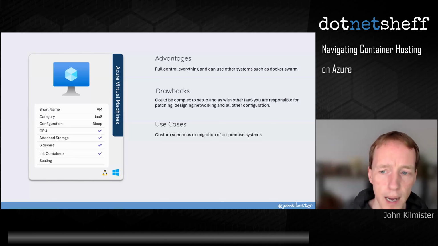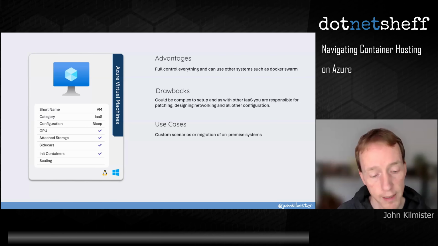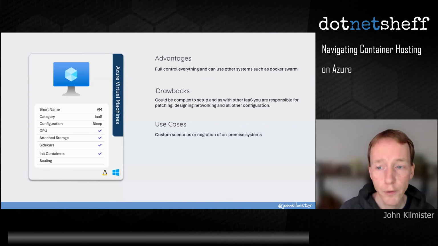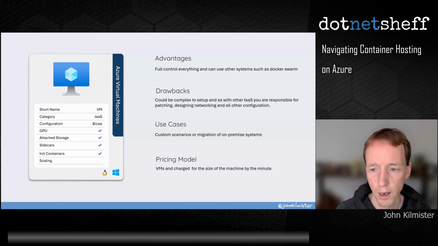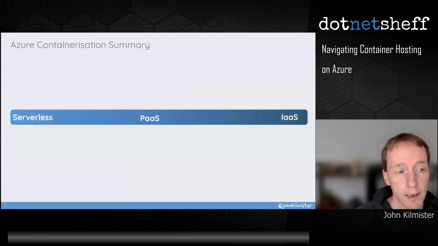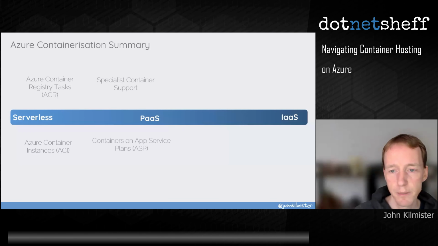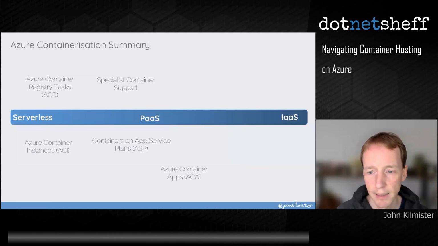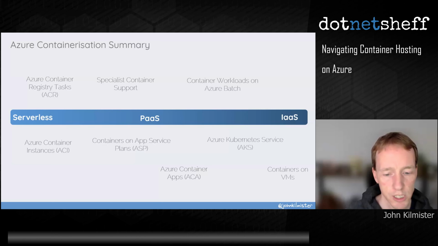So when would you use these? Well, probably if you had a migration from on-prem to the cloud, you might do this as a first step. Or if you've got a custom scenario, like we've already mentioned. And virtual machines are charged, as mentioned before, kind of by the size of the virtual machine, charged per minute. So that is a really quick tour through each of the options, looking at the container instances, the registry tasks, the specialist container supports, the app service plans, ACA, batch, AKS, and finally virtual machines.